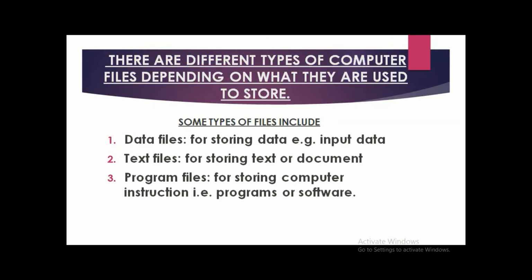There are various ways. Number one is the data file. Data files are used for storing data, that is, the input data. Number two, text files are used for storing text or documents. That is, you can use them to type different characters or text. And then program files are for storing computer instructions, and the instructions are the programs or software we use on our system, like Adobe Reader, Photoshop, and many more.